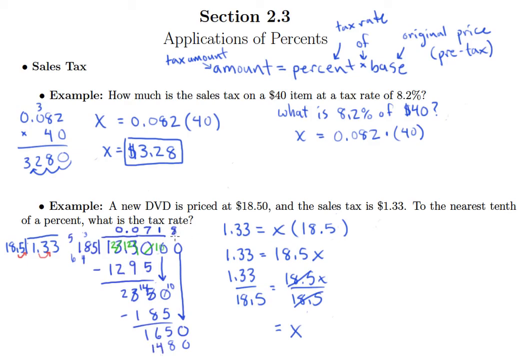So what we can do now is round this to 0.072, but that of course is not our answer, because that's the decimal form of a percent. So our answer is that the tax rate is about 7.2%.